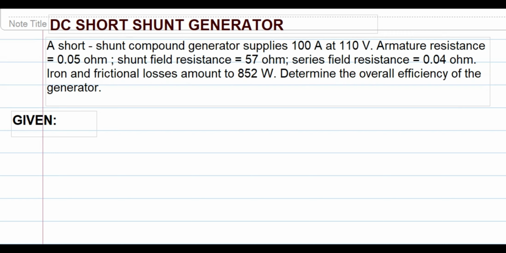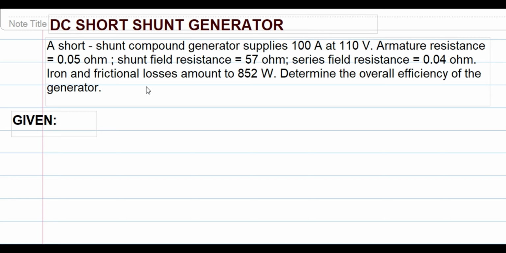In this video, I will show you how to solve a DC short shunt generator problem. A short shunt compound generator supplies 100 amperes at 110 volts, with armature resistance of 0.05 ohm, shunt field resistance of 57 ohms, and series field resistance of 0.04 ohm. Iron and friction losses amount to 852 watts. Determine the overall efficiency of the generator.